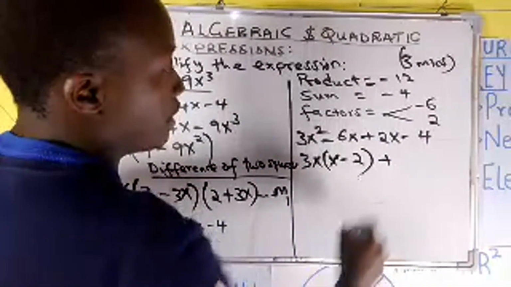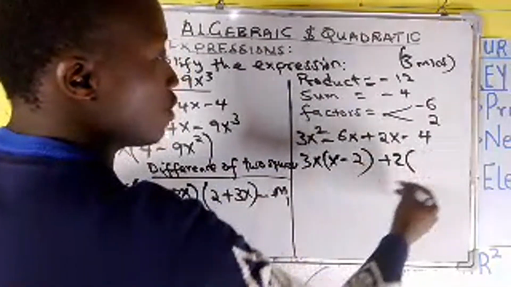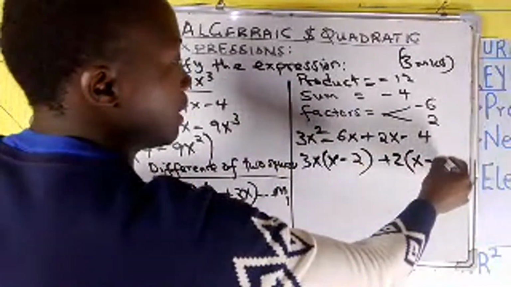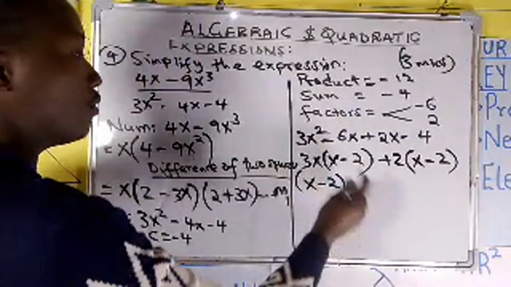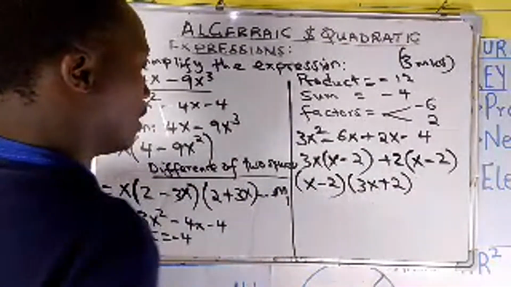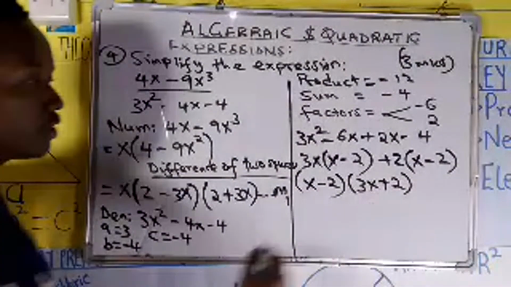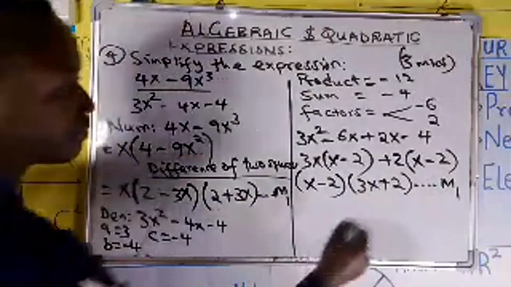Then in this case, between 2x and 4, the factor is 2. So we have 2 into bracket x minus 2. So we are going to have x minus 2. We choose one bracket. Then 3x plus 2. So that is our denominator, which will give us 1 mark.